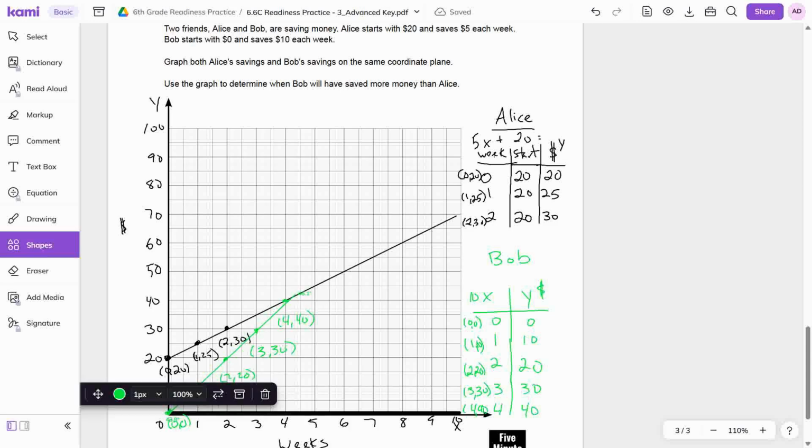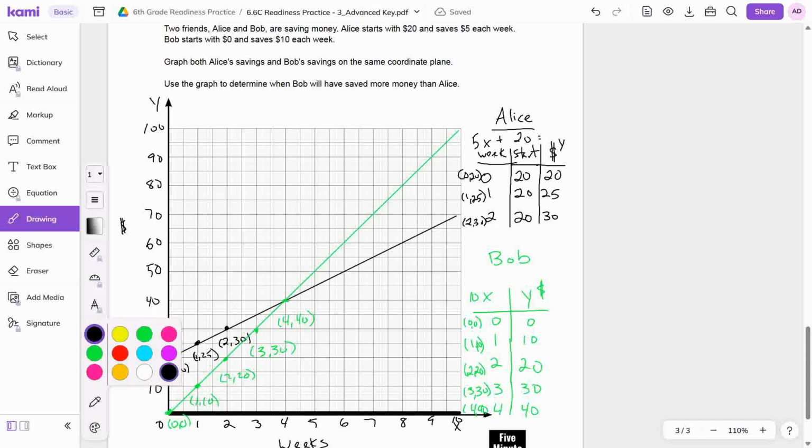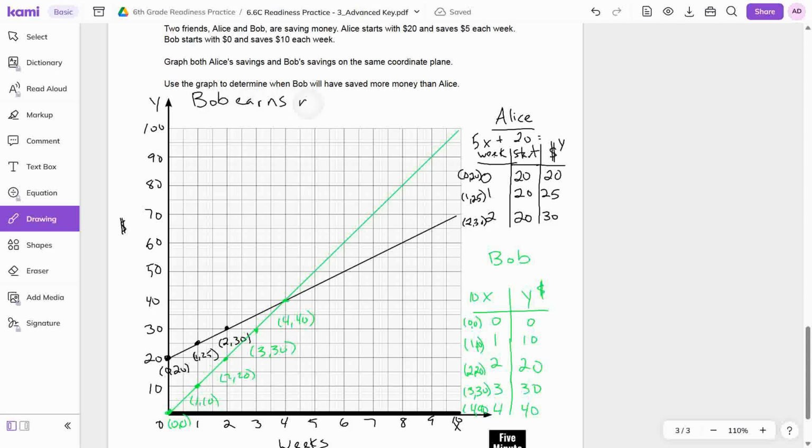we could see that if we connect these lines here, after that 4, 40, I am now going to be earning more money with Bob than with Alice, and that's that point. So use the graph to determine when will Bob have saved more money than Alice. So starting in week 5. At week 4, they're equal. So we can say Bob earns more starting in week 5. Or we can say after week 4. Starting in week 5. And that is our answer.